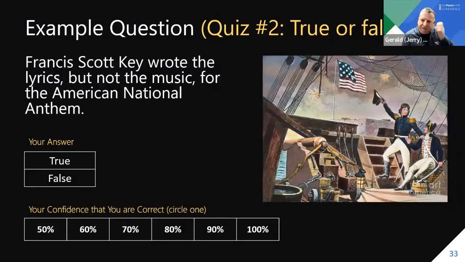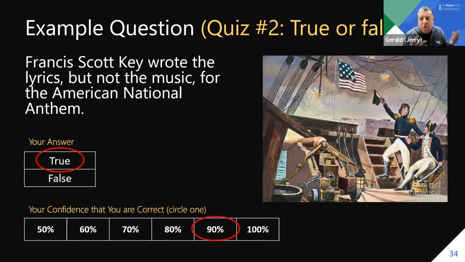The second quiz dealt with true and false questions. And so here's an example. A statement like this would be given to them. Francis Scott Key wrote the lyrics, but not the music for the American national anthem is the statement. And so then they have to answer true or false and give some sort of confidence level.